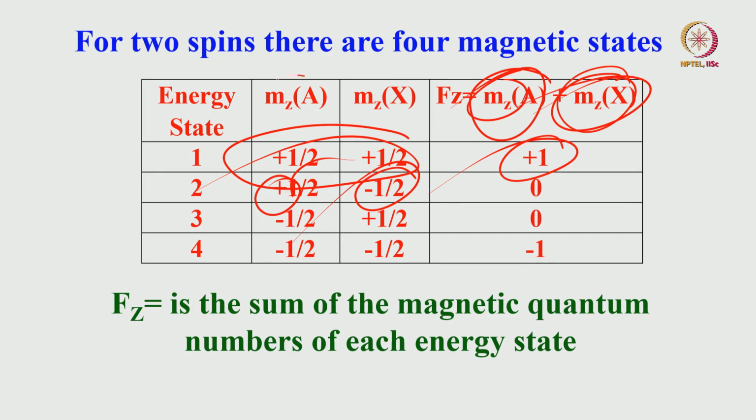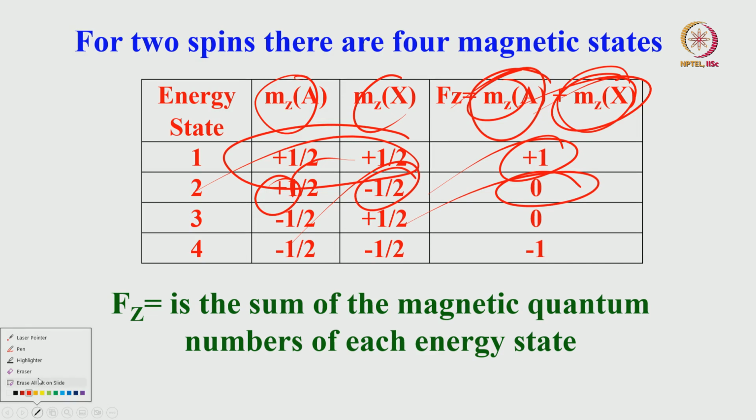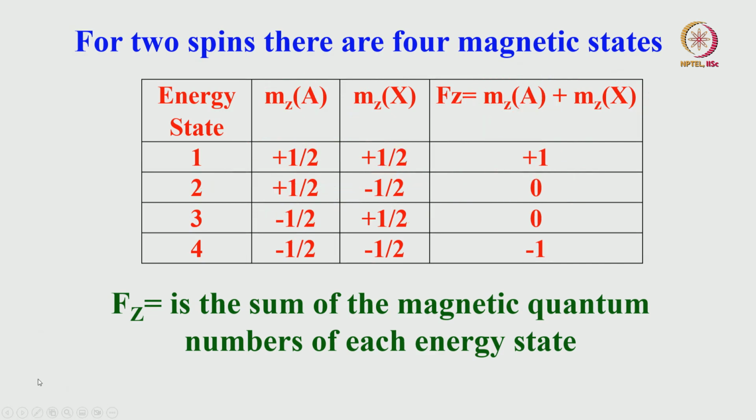For two spins you have MZA and MZX individually. When you write for a particular state, the sum is MZA plus MZX. As a consequence, that is 0. Similarly, here plus of minus, plus of 0, minus of minus 1. So, Fz is the sum of the magnetic quantum numbers of each energy state.